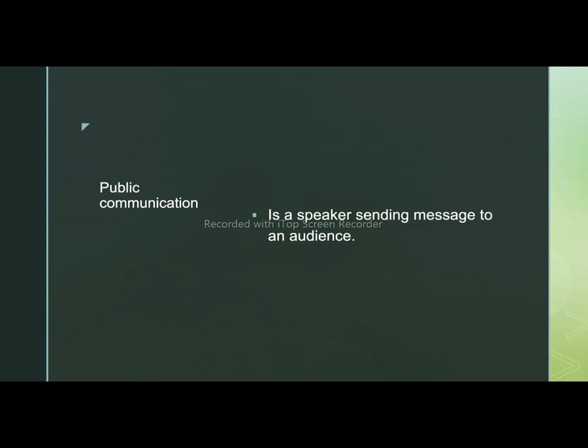We also have public communication. It is the type of communication in which a speaker sends a message to an audience. Most of the time, that audience is concentrated, or it has a fixed number or a fixed type of people. Examples of this are graduation speeches, meeting the avance, and anything that is similar to those situations.